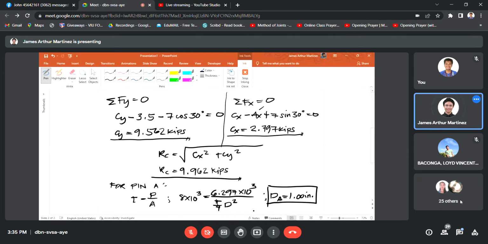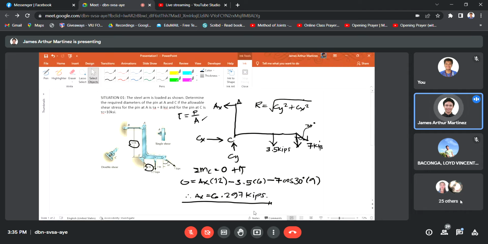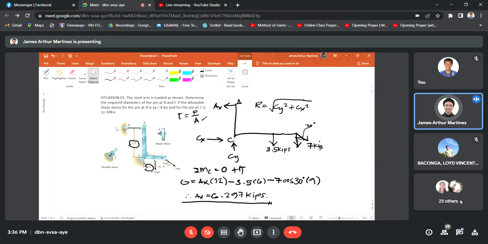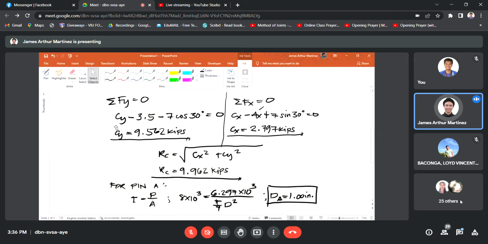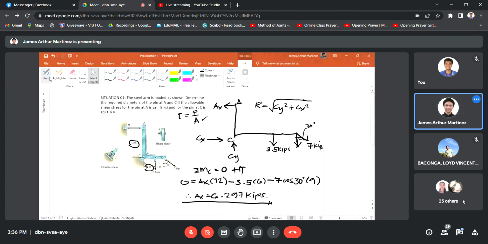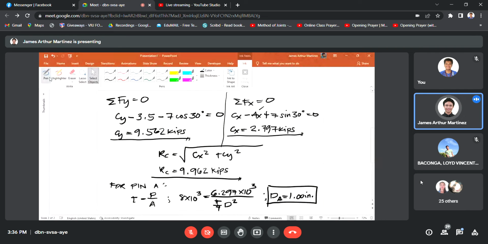So take note that the pin at point A is just subjected to a single shear condition. That's why our analysis will just be in this manner. However, for point C, or the pin at C, the area is times 2, since the pin at C is subjected to double shear.